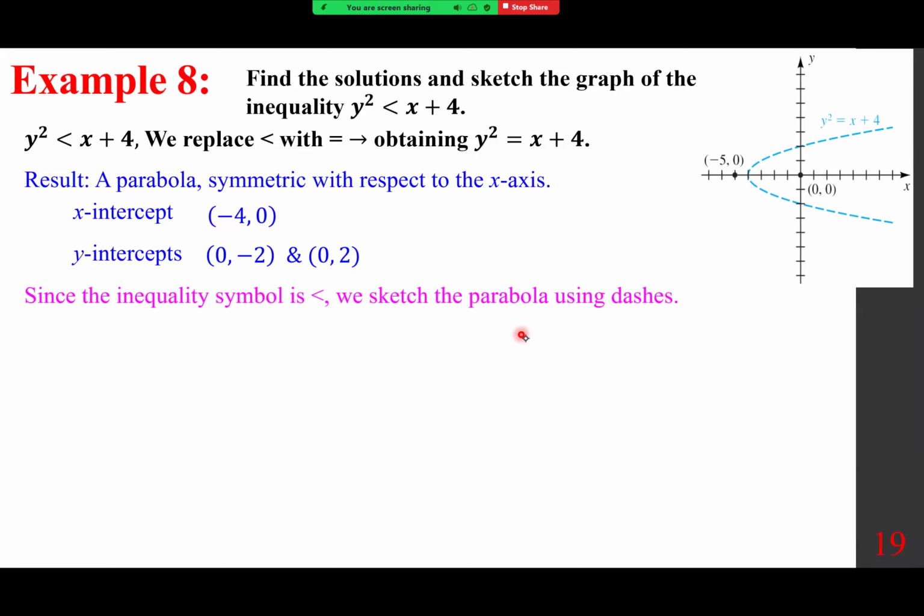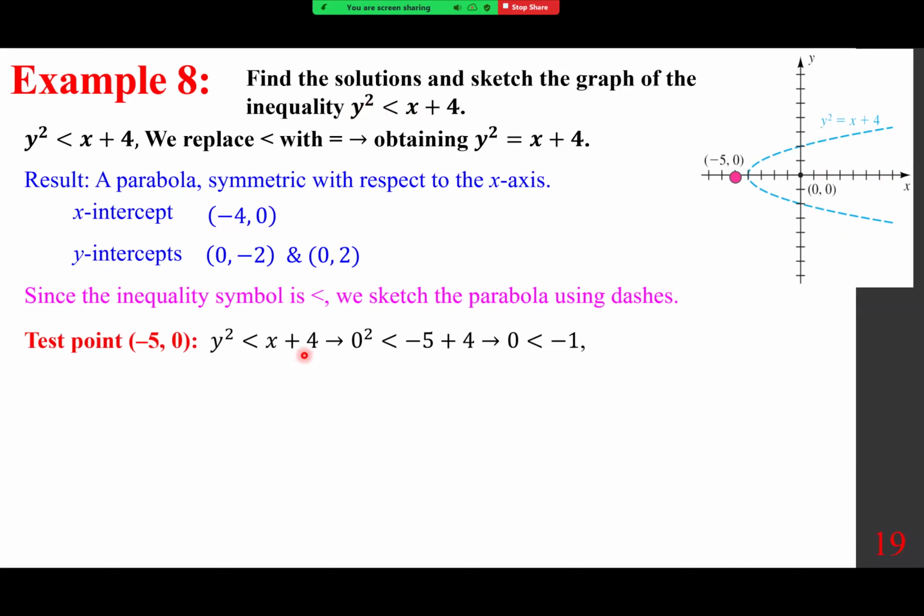Now, all you have to do, basically, the answer for the inequality is inside or outside. So if you pick any one point not on the parabola, for example, if you pick this point, (-5, 0), and test it with this inequality, that shows you what's going on. So you are going to replace the x with -5 and y with 0.